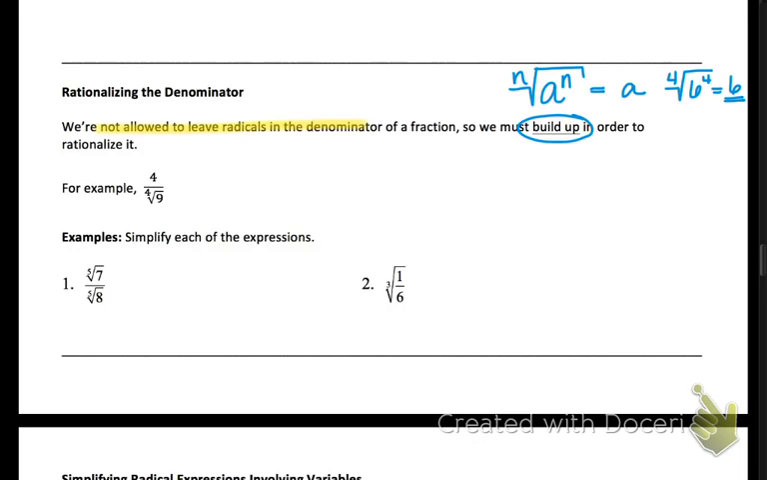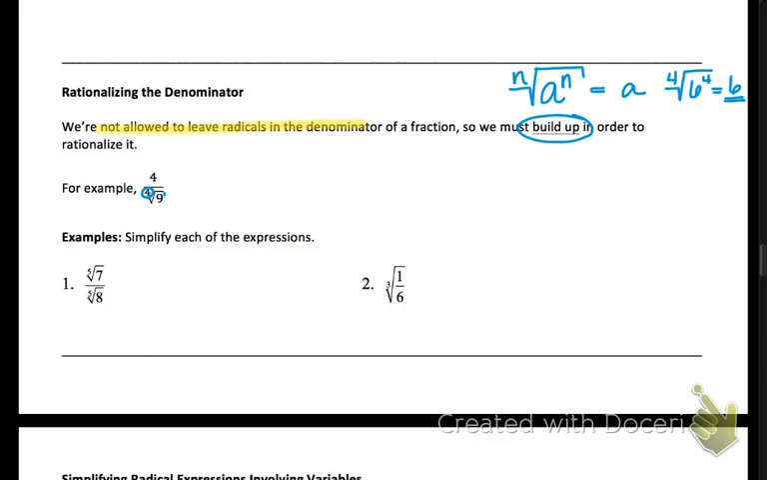Okay, let's look at this example here, and I'm going to show you two different ways that you could think about this. Neither is more right than the other. It's just kind of what your preference is. One of them's probably a little bit faster. So let's look at the guaranteed, always going to work method first. The radical in the denominator is the fourth root of 9. Now this is a 9 to the first. We need it to be 9 to the fourth in order for the radical to cancel out.